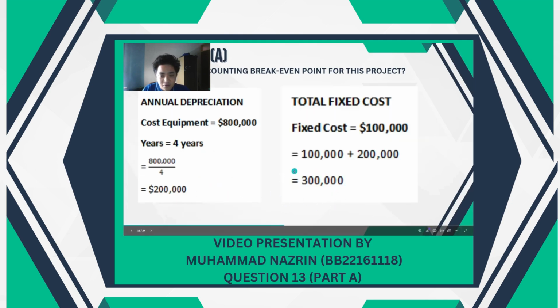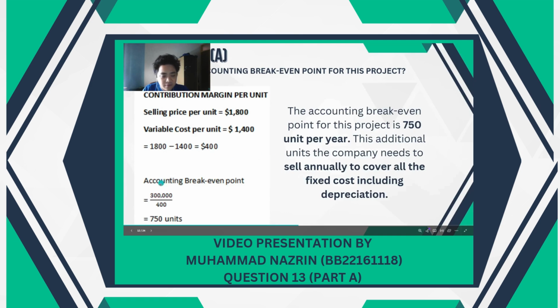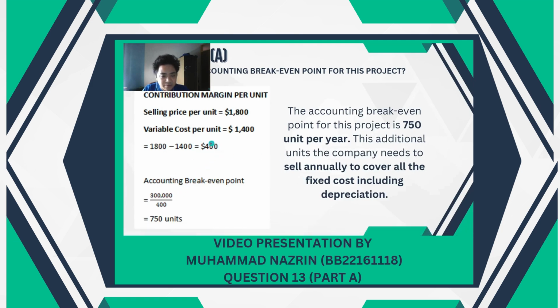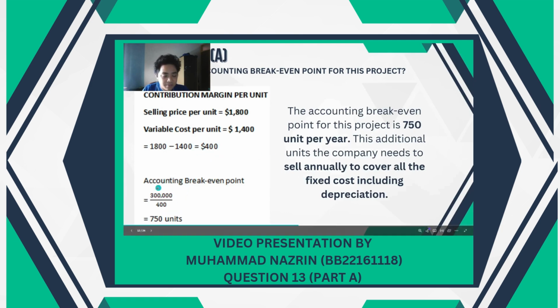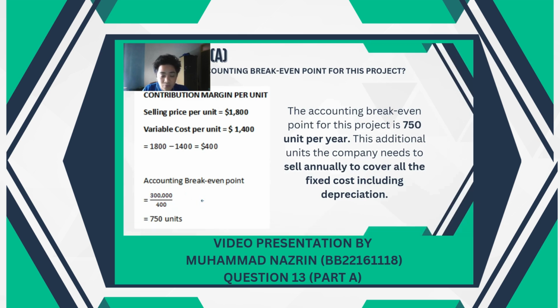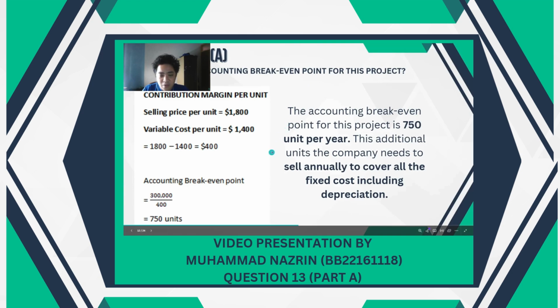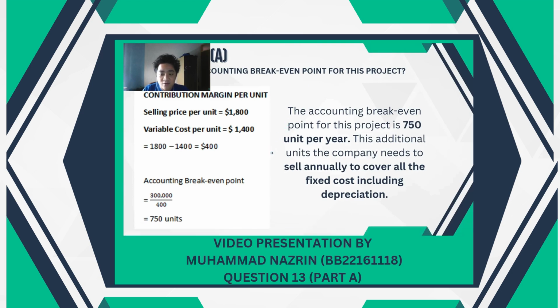After that we use the formula of the accounting break-even point. Here we already have the total fixed cost, and we divide it by the contribution margin per unit. So we divide and get 750 units. The accounting break-even point is 750 units per year.